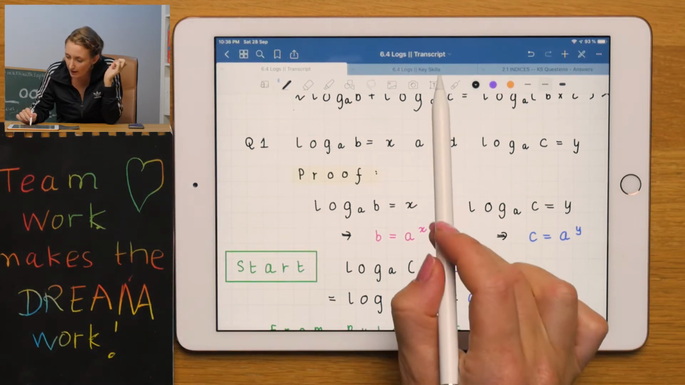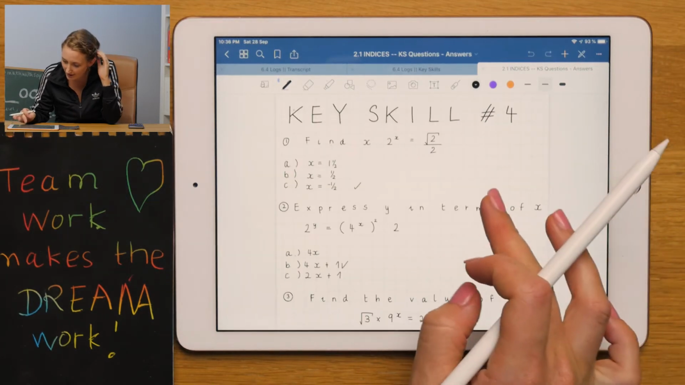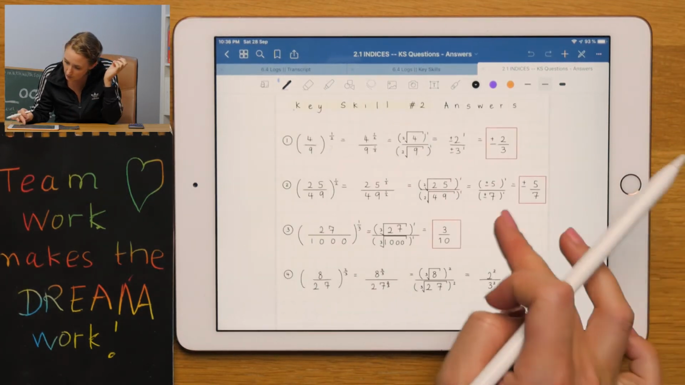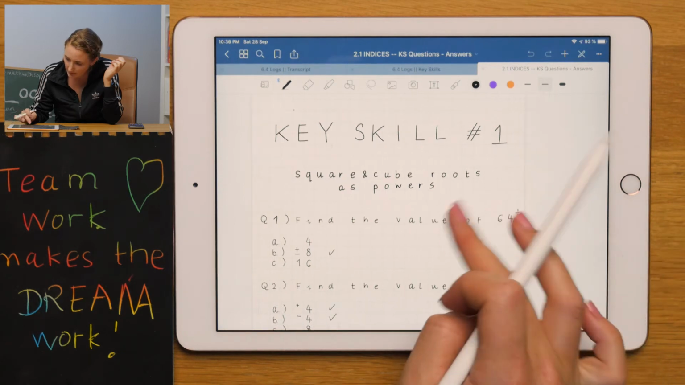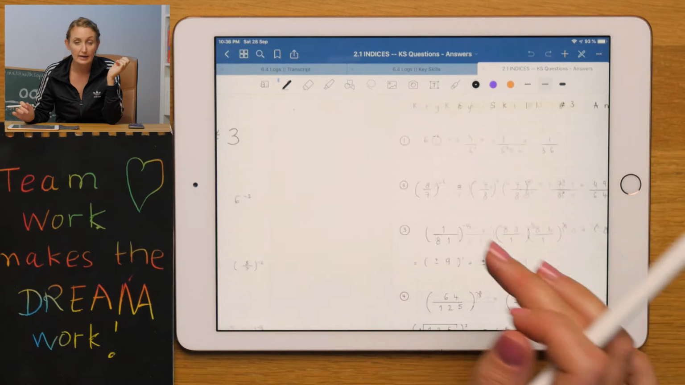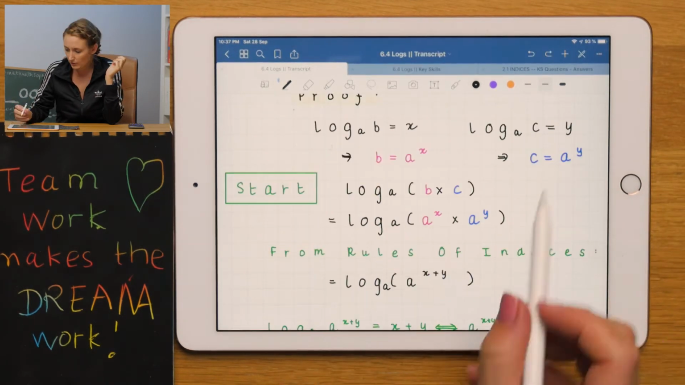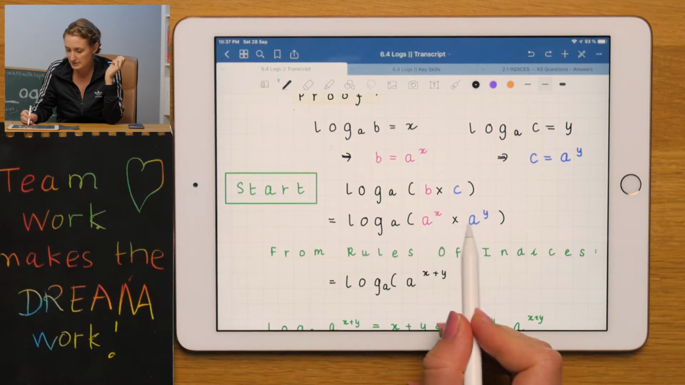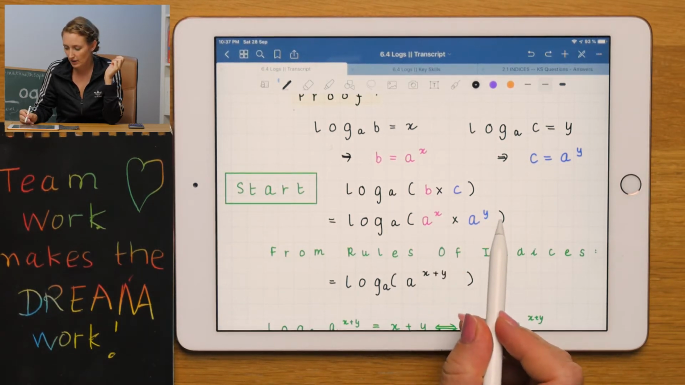If you don't know that, immediately stop and rewind and go all the way back to the indices course. We talk about all of this good stuff there. We can change from a to the x times a to the y to a to the x plus y. We just add together these little guys.